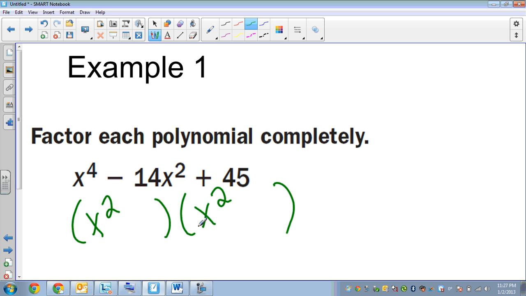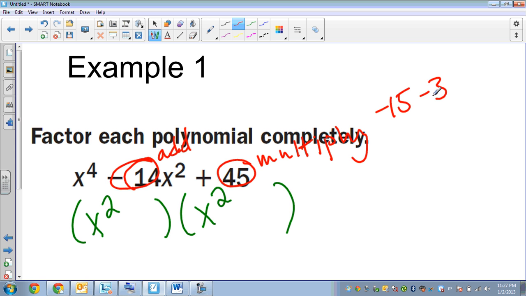Now we think to ourselves, we want two numbers that multiply to be 45, and two numbers that add to be negative 14. So think through our head. 45, negative 15, and negative 3. Nope, they add to be negative 18. Negative 9 and negative 5. Those add to be negative 14, so those are going to be the final parts of our answer here.